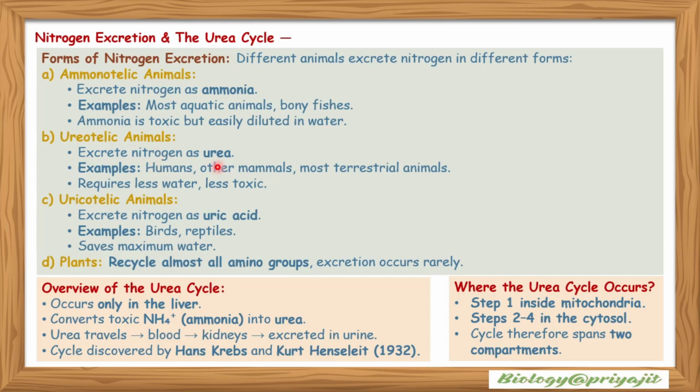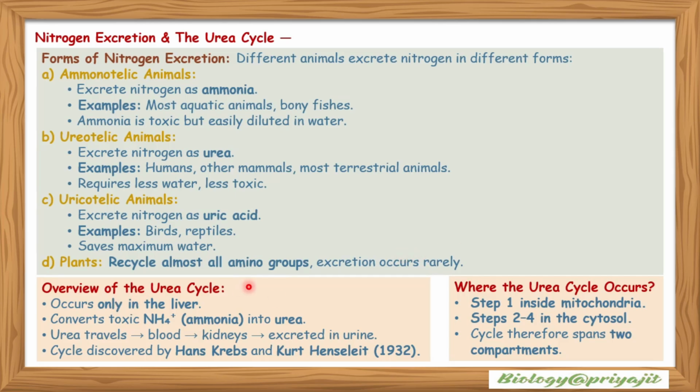Ureotelic animals excrete nitrogen as urea. Examples: humans, other mammals, most terrestrial animals. They require less water and urea is less toxic. Uricotelic animals excrete nitrogen as uric acid. Examples include birds, reptiles, etc. They save maximum water. Plants recycle almost all amino groups and excretion occurs rarely.